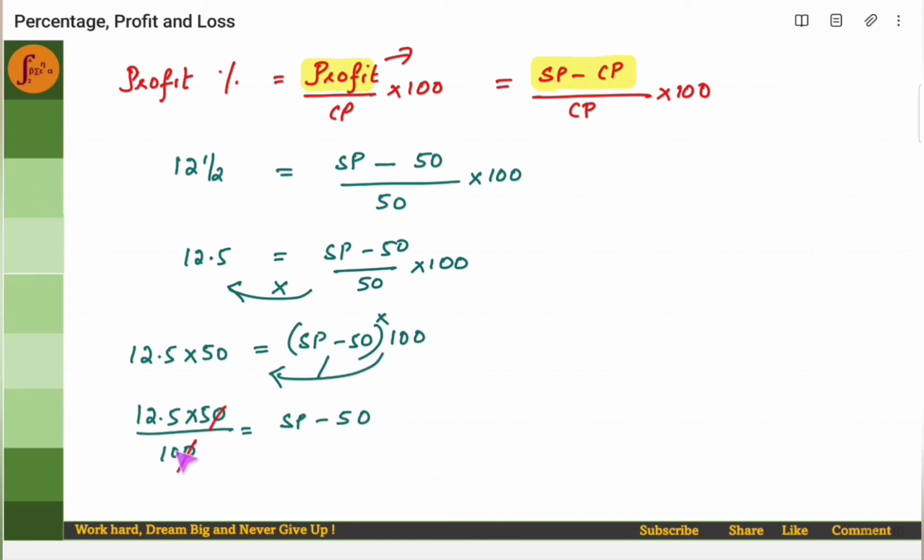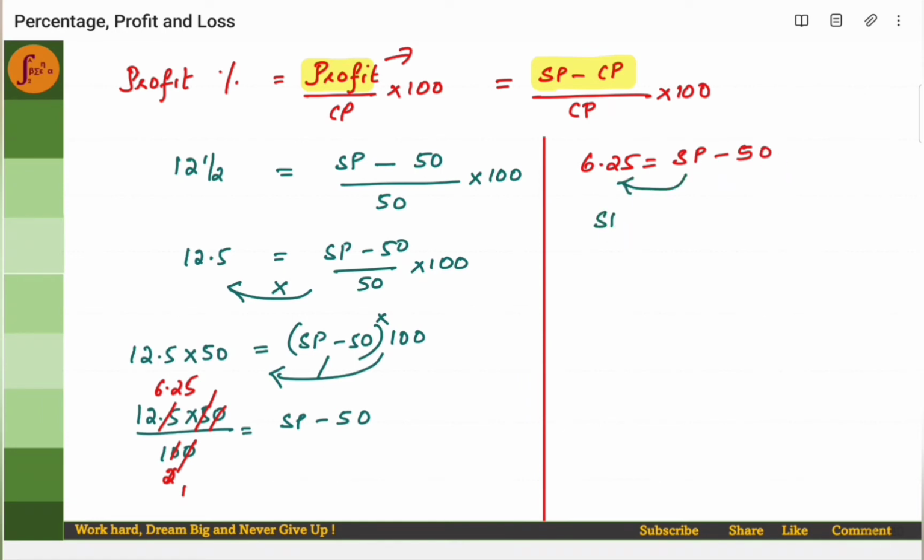Let's calculate this. This is going to be 6.25. So I'll get 6.25 is equal to selling price minus 50. So what is selling price now? Selling price would be 6.25, I'll shift 50 this side, so it will be plus 50. It will be 56.25. Selling price is 56.25 rupees.